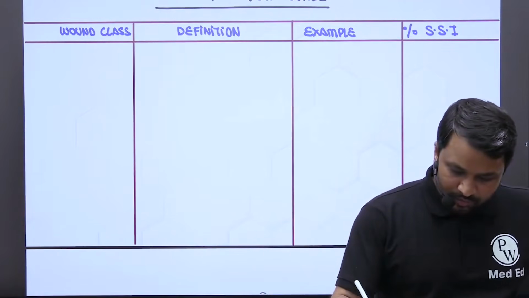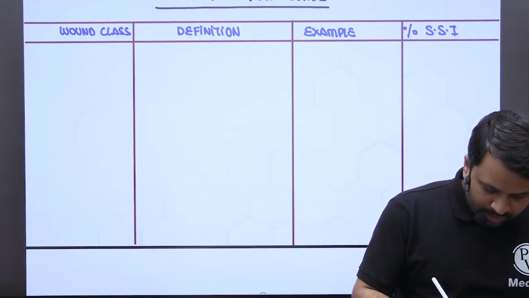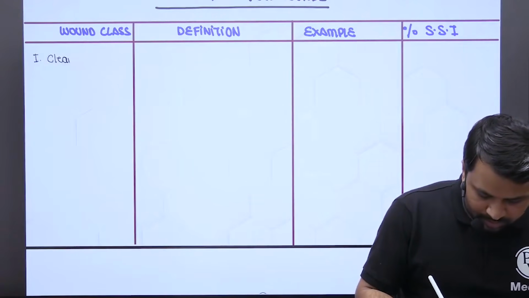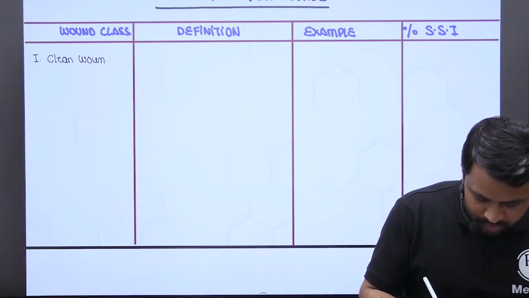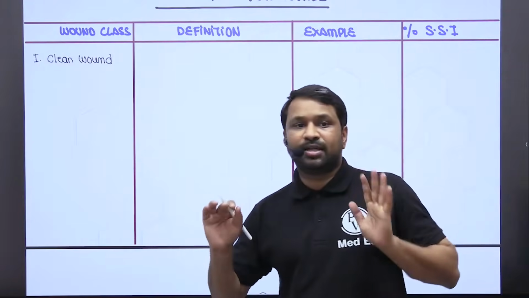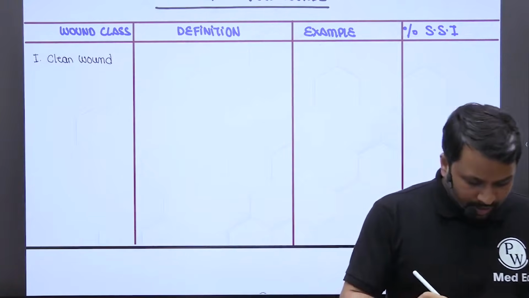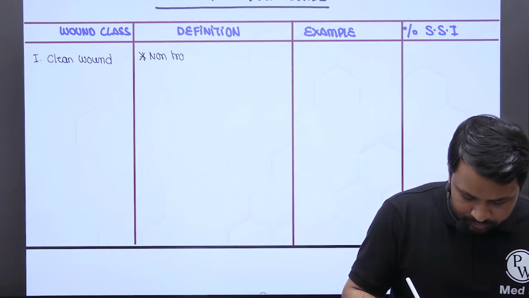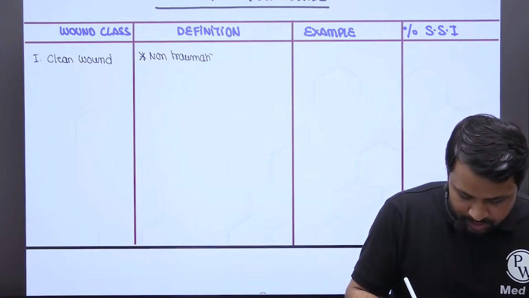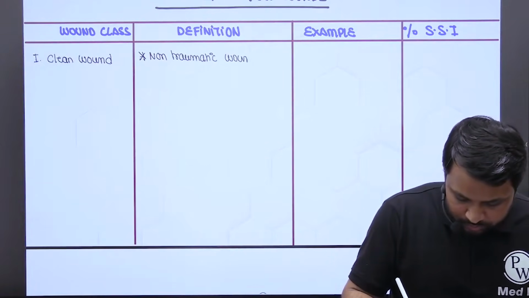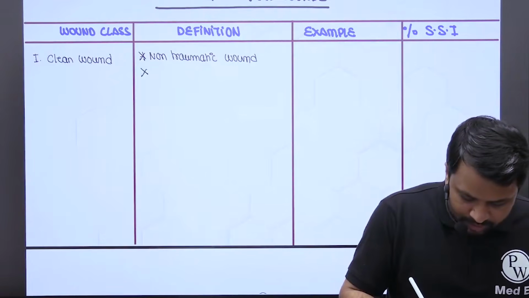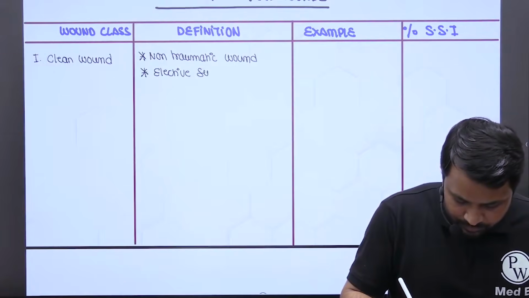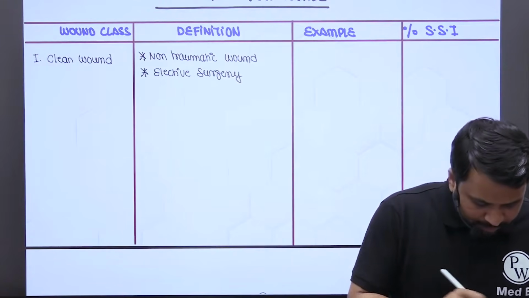Now, when it comes down to the wound class, the first one is going to be clean wound. We call this a clean wound. So which surgical wound will be considered a clean wound? What is the criteria, right? Number one, it should be a non-traumatic wound. It's a wound that should be created due to an elective surgery. It should not be an emergency surgery, it should be an elective surgery.